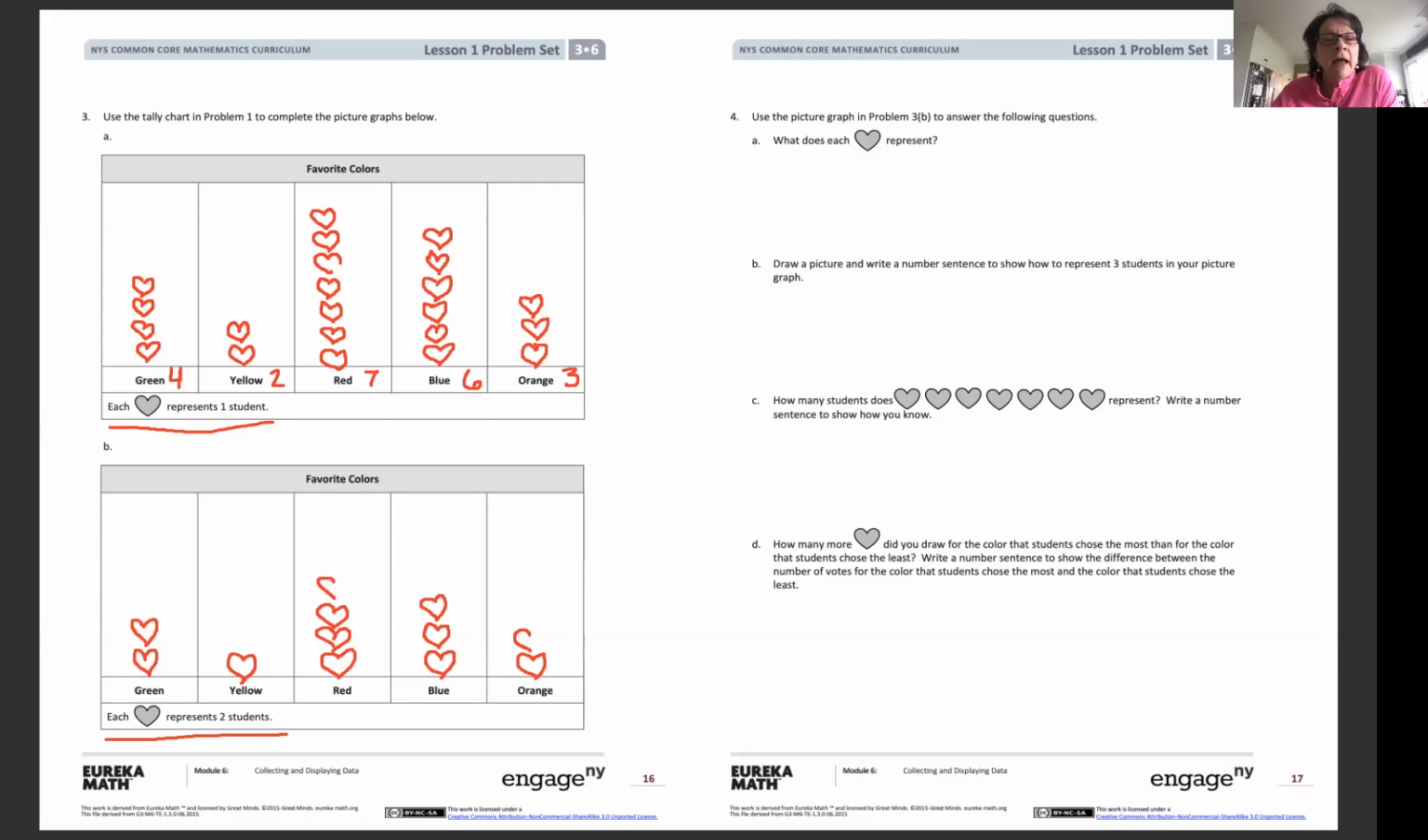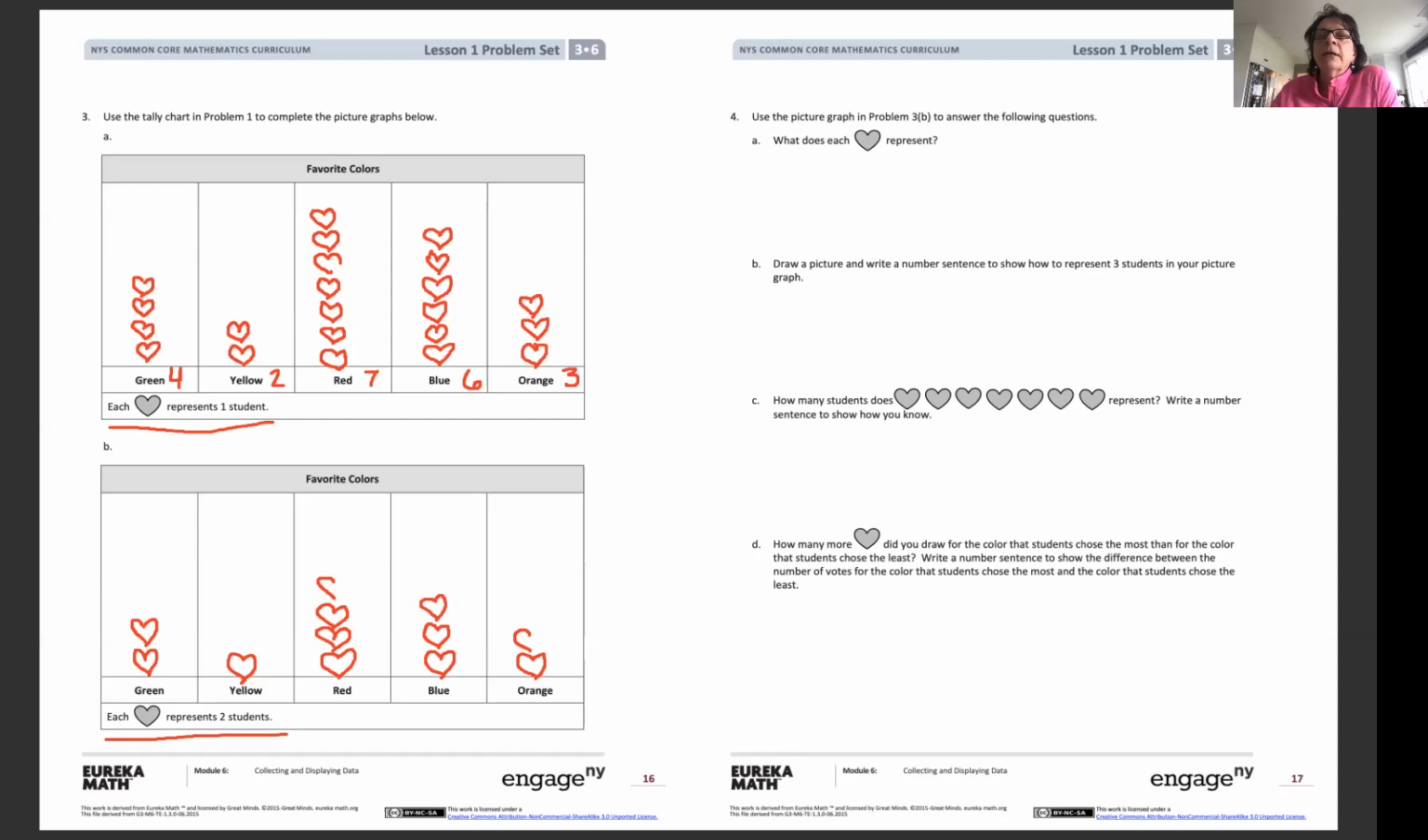You do have to draw a half a heart for some of them if you have an odd number. So again, in review, if we go back to green and we count each heart as two, 4 people voted for green. If we go to red, we have 2, 4, 6, and half of one would be 1 vote. 7 people voted for red. All right, so both pictographs show the same information. But now we're going to answer some questions based on those pictographs.